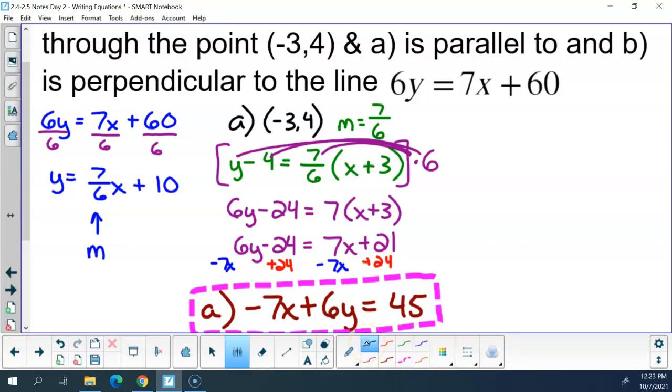Part B says we're still going to go through the exact same point, negative 3 comma 6, but now what's my slope going to be? Negative 6 over 7.